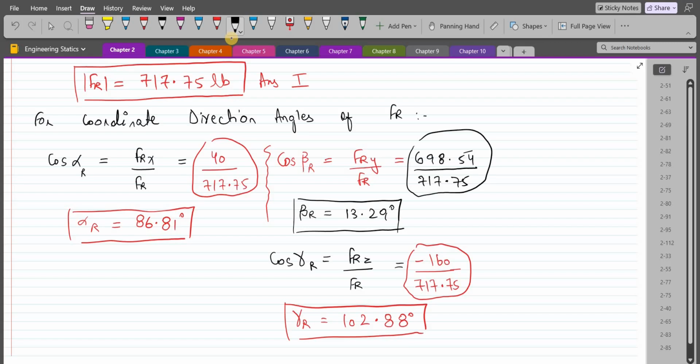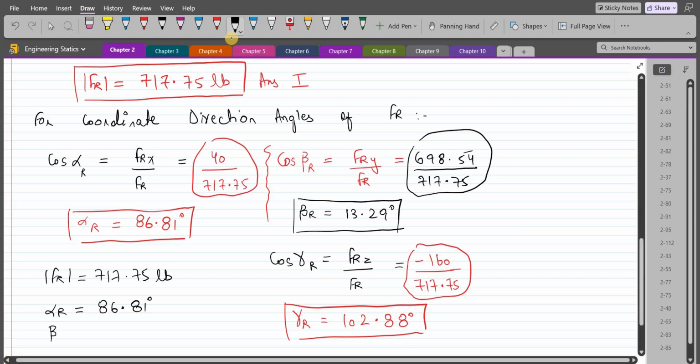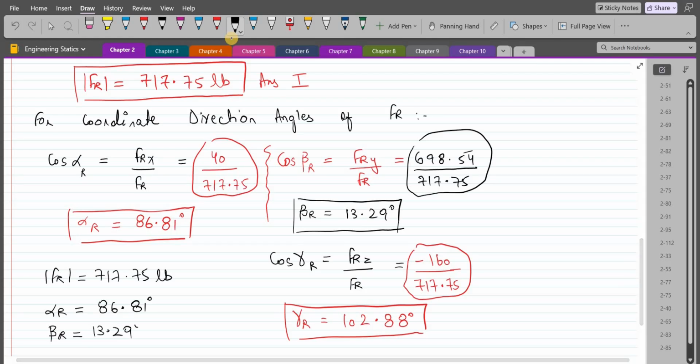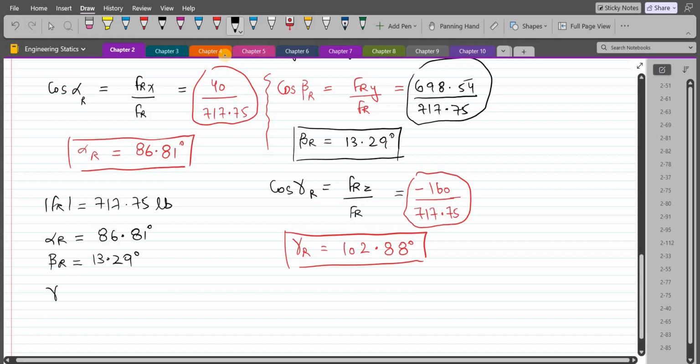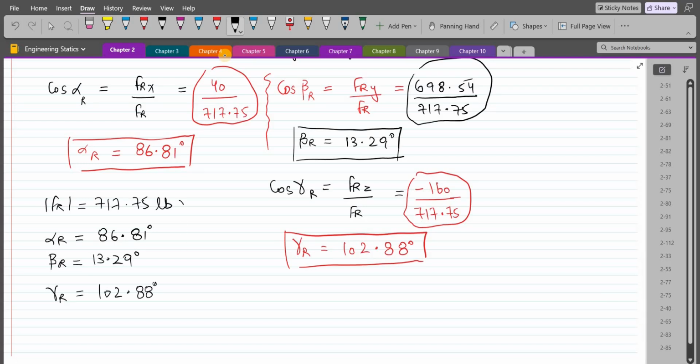To summarize, the magnitude of the resultant force is 717.75 lbs. Alpha equals 86.81 degrees. Beta of the resultant force is 13.29 degrees. And the gamma of the resultant force is 102.88 degrees. So these are our answers. So this is it for this problem.